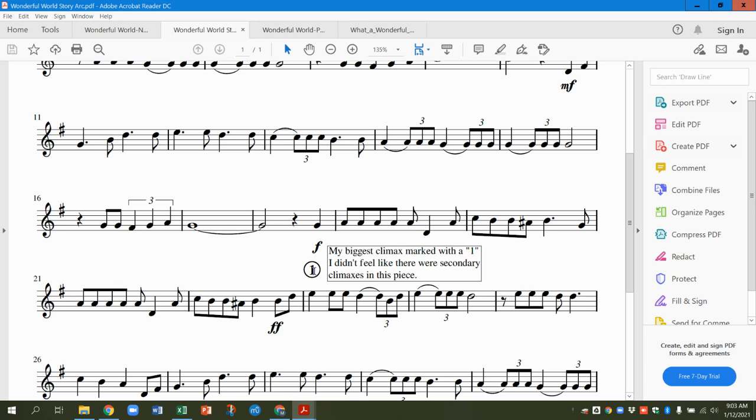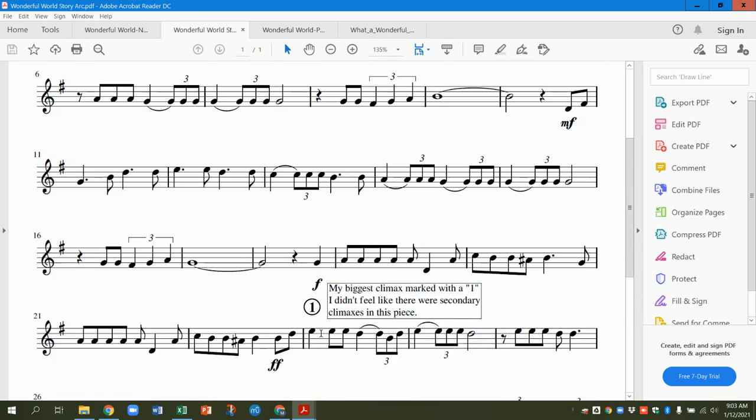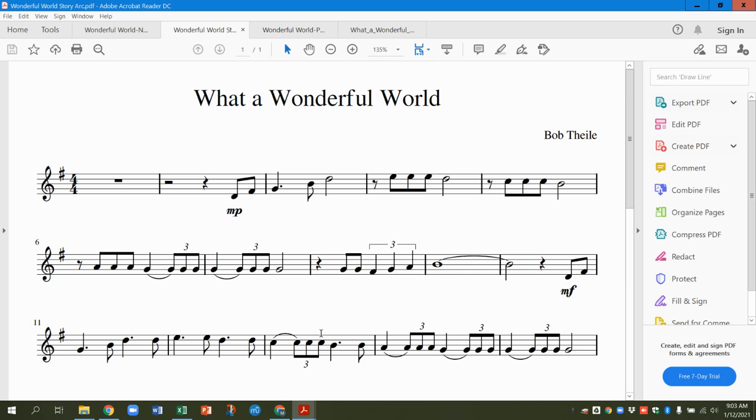If you feel like there is another climax that you would like to mark as well, sometimes pieces have a couple. They build to a spot, and that's a definite climax, and then they hang out there a little while, and then they build up even more. You could mark your second climax with a 2. I didn't feel like this piece had one, so I just chose to use a 1 for that.